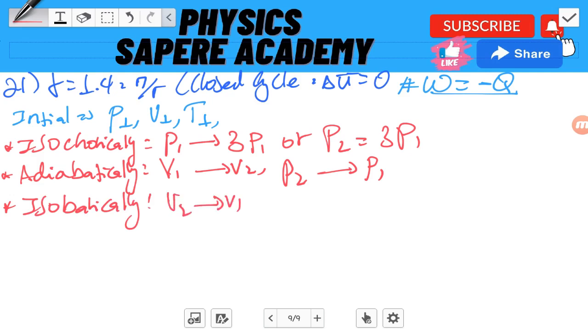So this is our given data. The gas pressure increases isochorically from P1 to triple. We also see that adiabatically the volume increases while the pressure is returned to its original position. Isobarically it goes from some V2 to V1.